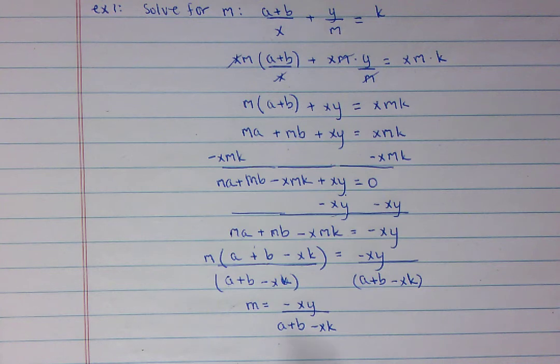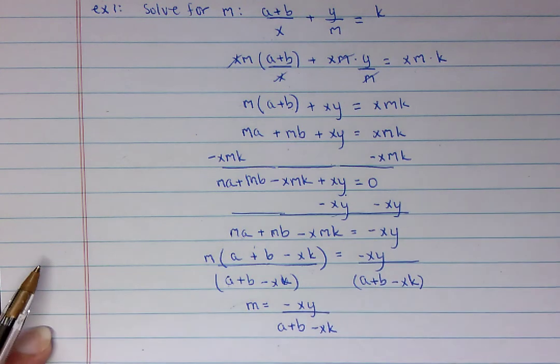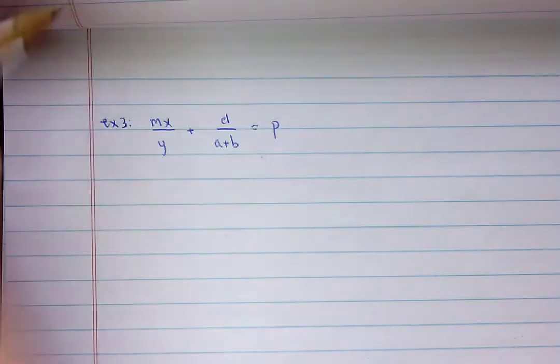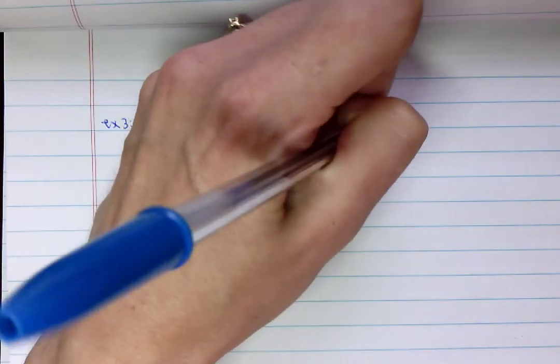So there's another example just like that, and then there's one more example that we can do before we move on to the word problems and quadratic equations. I'm going to skip to the third example in this book because the second one is very similar to what we just did. This is mx over y plus d over a plus b equals p. For this one, they want you to solve for a.